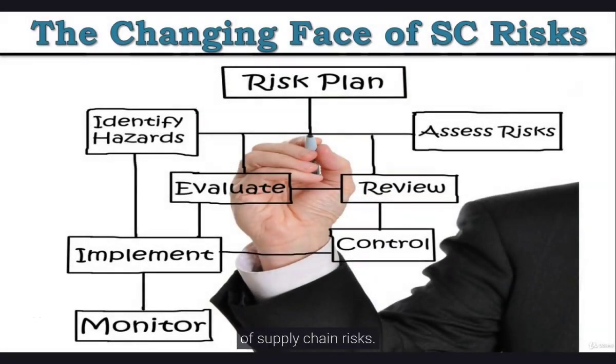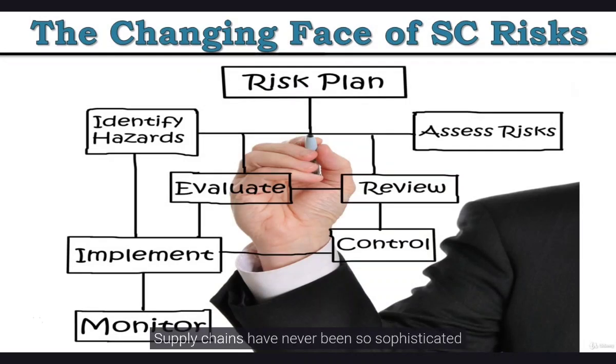The changing face of supply chain risks. Supply chains have never been so sophisticated and as a result so vulnerable to risk. The lean production method and just-in-time inventories, less vertical integration, dependence on single-source suppliers, and increased reliance on low-cost and cost-reducing suppliers, often located in unstable areas, all contribute to a higher level of risk.